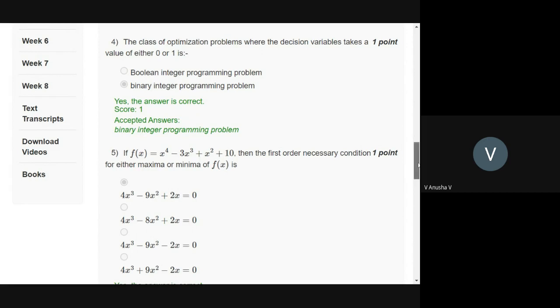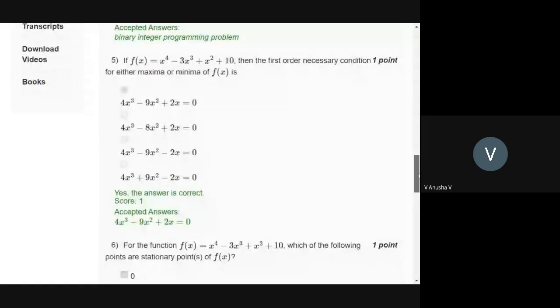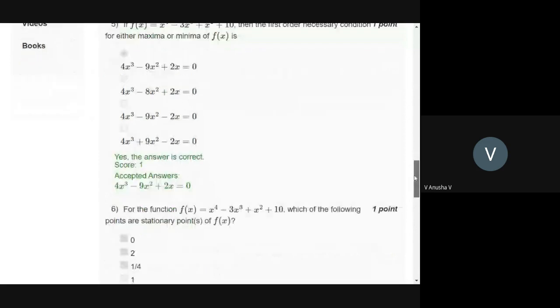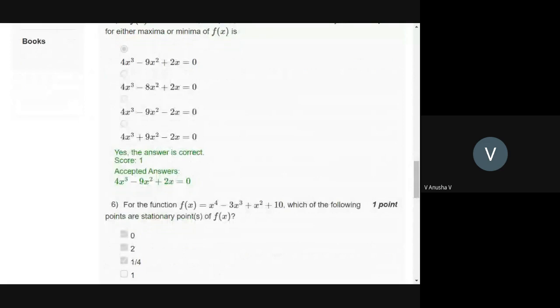So you need to find the first derivative of this one. So it will be 4x cube minus 6x square plus 2x equals 0. Now for the function f of x equals x power 4 minus 3x cube plus x square plus 10, which of the following will be the stationary point of f of x? Please calculate this one. We need to calculate the stationary points of f of x.